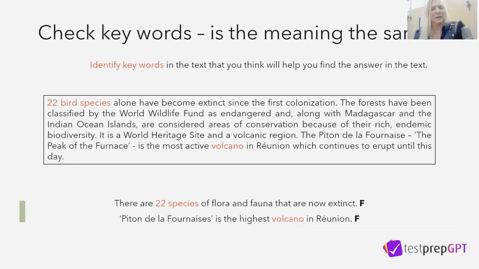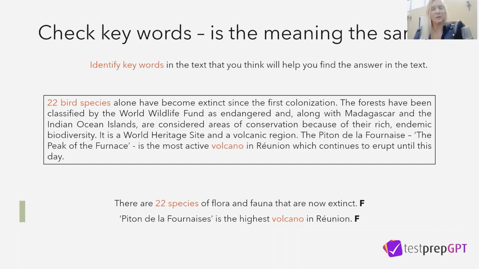Let's look at the statement about the volcano. Piton de la Fournaise is the highest volcano in Réunion. Let's go back to the sentence about the volcano. The Piton de la Fournaise, the Peak of the Furnace, is the most active volcano. It's not the highest volcano in Réunion. So this again is false because it contradicts the statement in the passage.